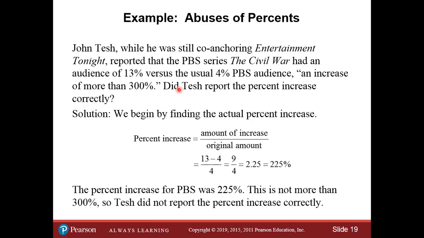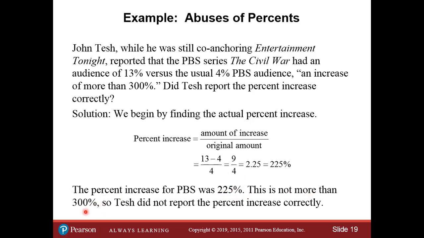Well, let's begin here. So find the actual percent increase. So percent increase, again, is the amount of the increase. Okay. So it had a 13% audience versus the usual 4%. So what do we do? We do 13% minus 4%, or final minus initial, right? Divided by initial, and you get 9/4, which is 2.25, which is 225%. Okay. Now, the percent increase for PBS was 225%.